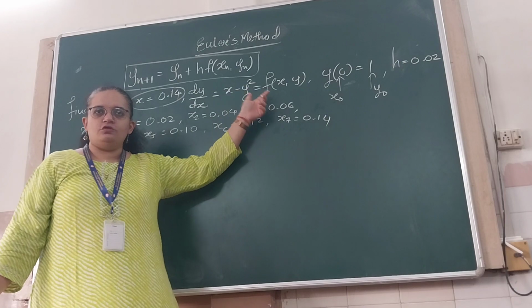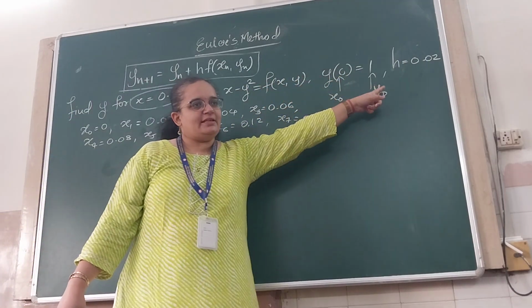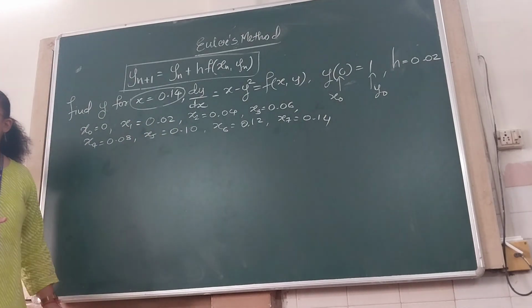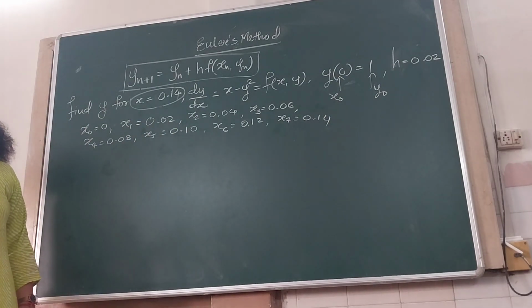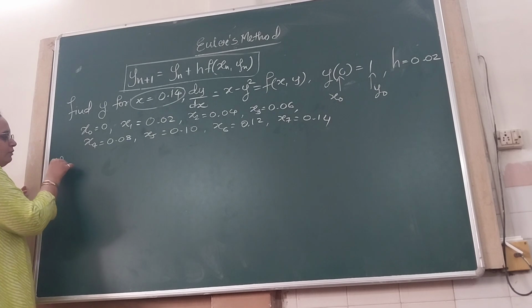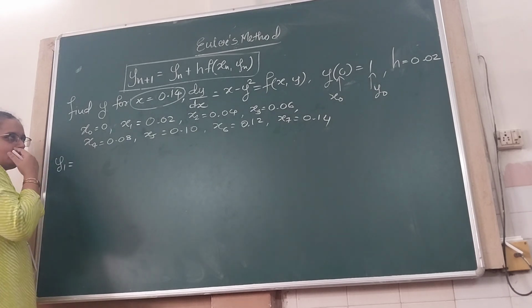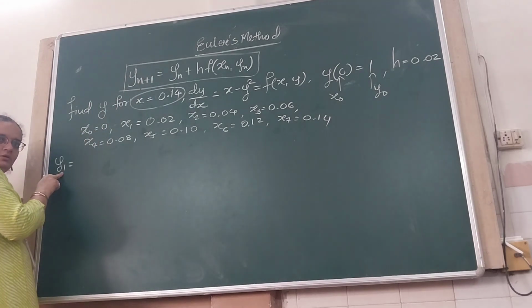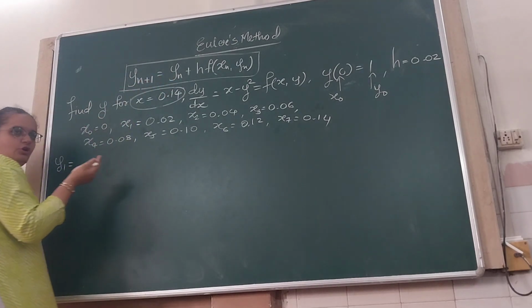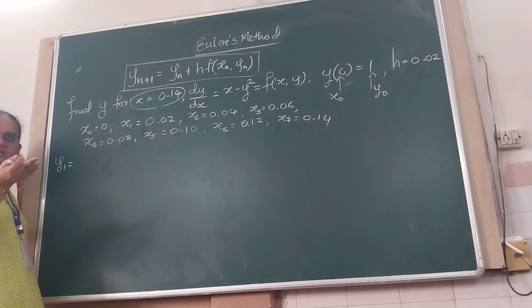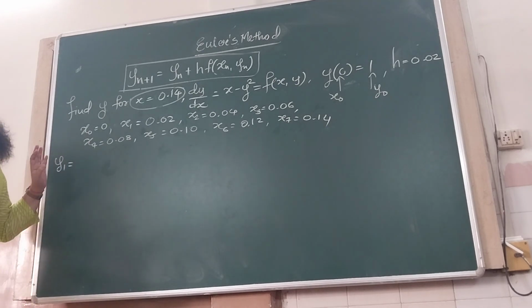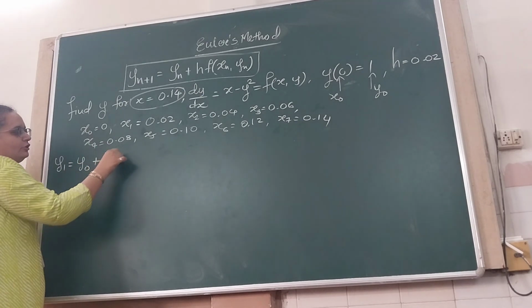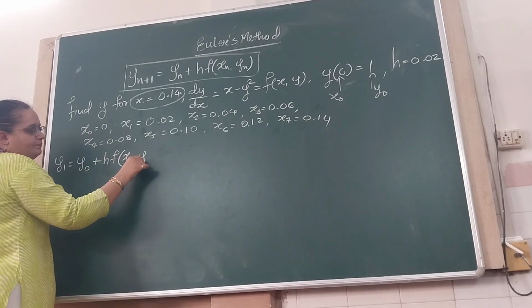So definitely we cannot jump directly to 0.1. We have to follow the rules. We are given h equal to 0.02, so we have to consider each value of x. Am I clear, everybody? Yes. So tell me what will be my formula for y1 first. According to this formula, my n plus 1 is 1. So what will be my n? If n plus 1 is 1, so what is n? 0. So tell me, y0 plus h into f of x0, y0.